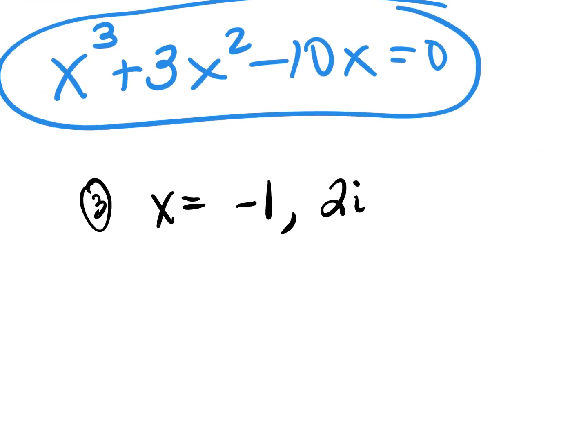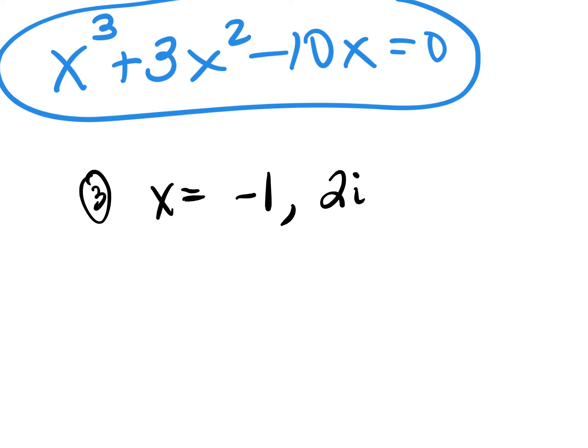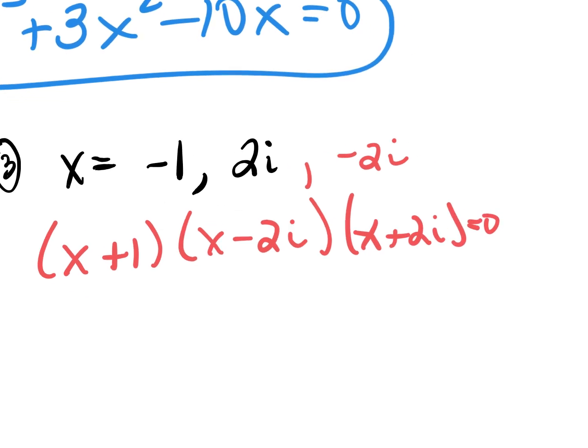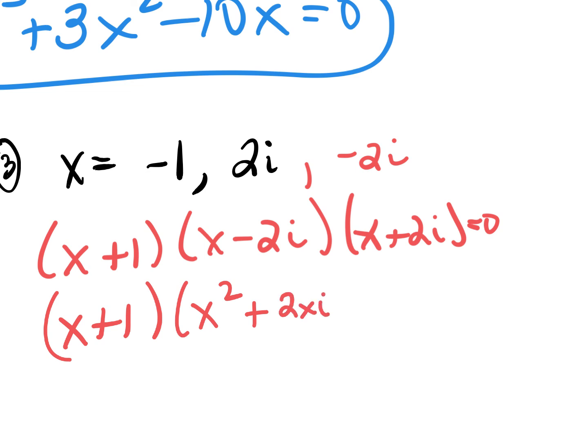All right, I come here, and I see I have x equals negative 1. I have 2i. That means I also have negative 2i. We have to account for the complex conjugates. So I have x plus 1. When I bring it over, it becomes positive. x minus 2i and x plus 2i. Again, let's get rid of these i's. So I'm going to leave my x plus 1 hanging out in front here. So x times x is x squared. x times 2i is plus 2xi. Negative 2i and x is minus 2xi.